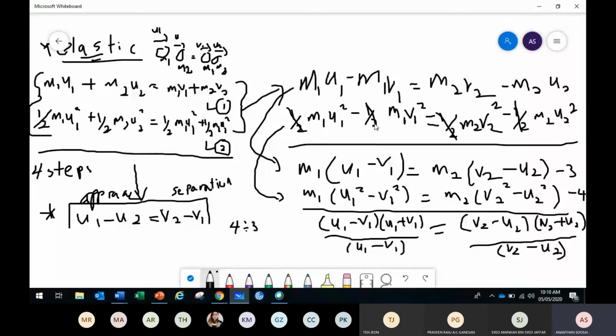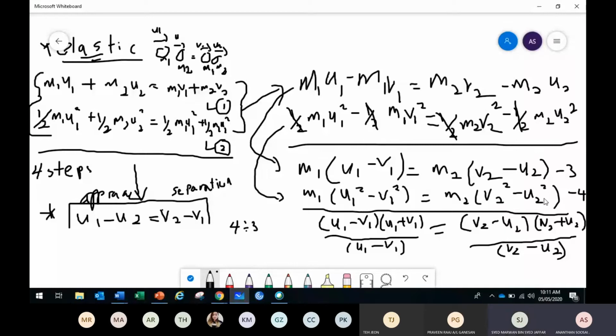Same thing I've done for the kinetic energy. See, the half has been cancelled. The M1 I factorized out. So what is inside? U1 squared minus V1 squared, correct? When the M1 is taken out, you will have U1 squared and V1 squared inside. And same thing, M2 factorized out, you get V2 squared and U2 squared.